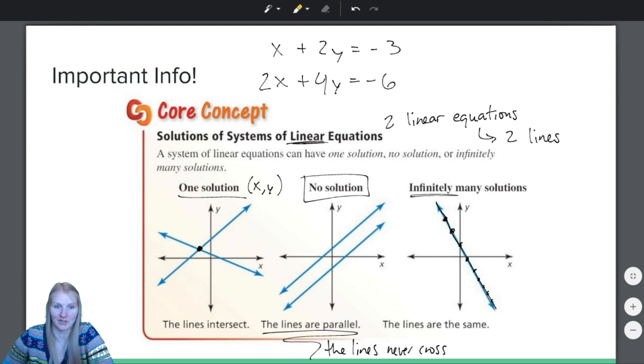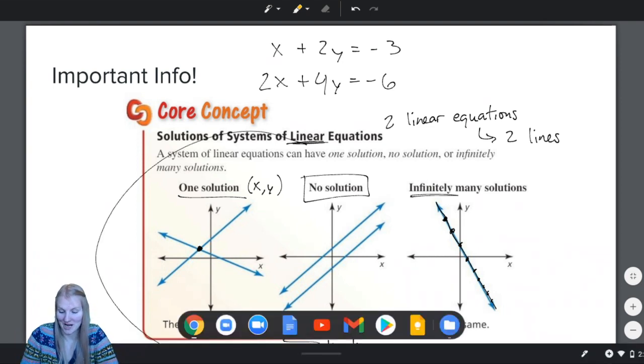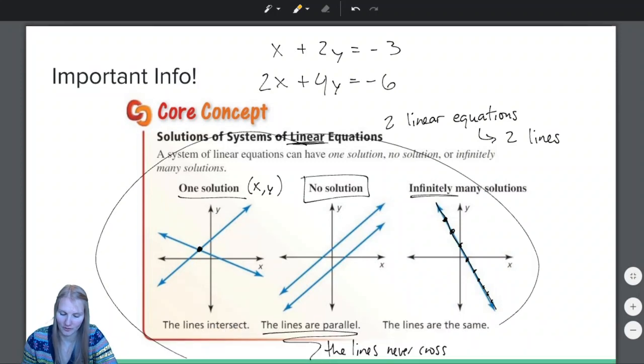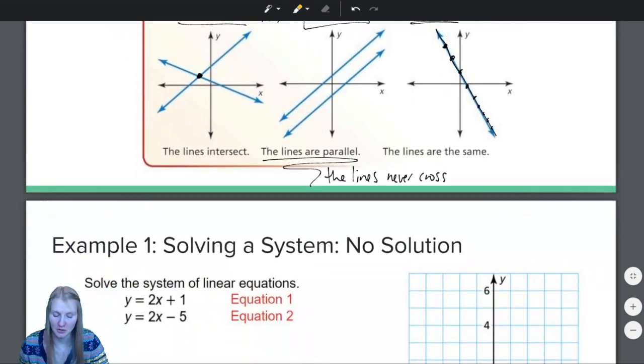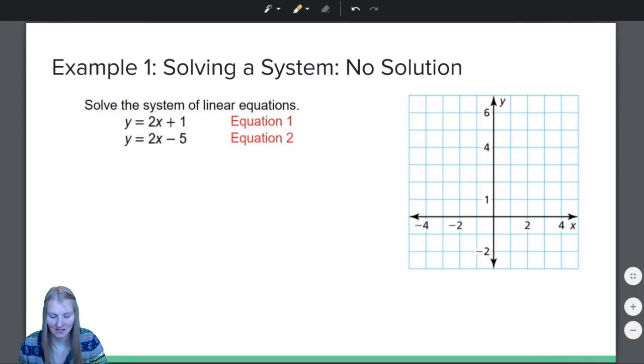So, great, Mrs. Dodge. This sounds good. This makes sense, but I have a question for you. How do I know if this is the case? Like, do I always have to graph it then? No. What a good question. I'm so glad you asked. Let's see an example, and we'll find out.